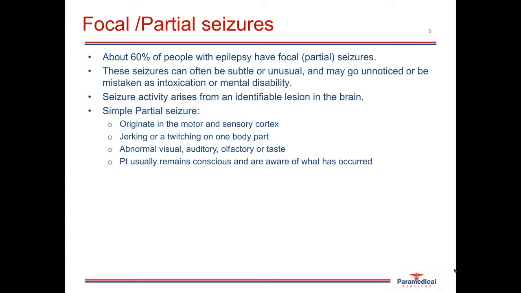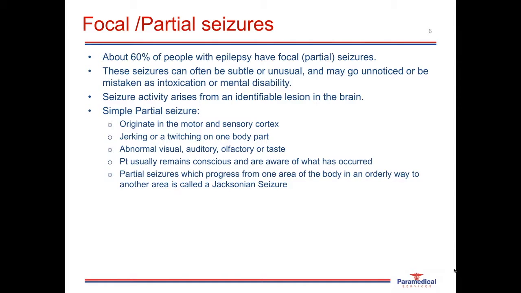In focal or partial seizures, the patient usually remains conscious and they're aware of what is happening the whole time. So if you ask a patient after they've just had a focal or partial seizure whether they knew what was happening, they'll be able to describe everything that they saw or tasted or heard or felt during the seizure. Partial seizures also have the ability to progress from one area of origin and spread in an orderly way to another area. It's called a Jacksonian seizure or a Jacksonian march.